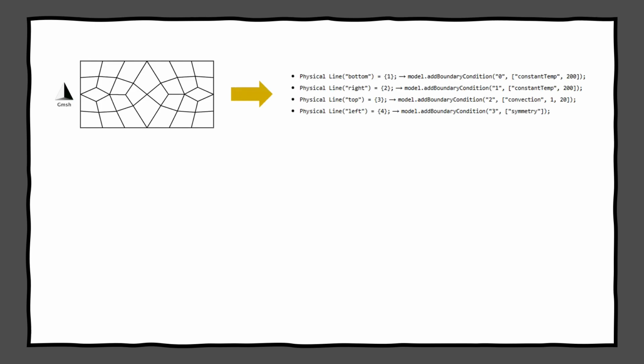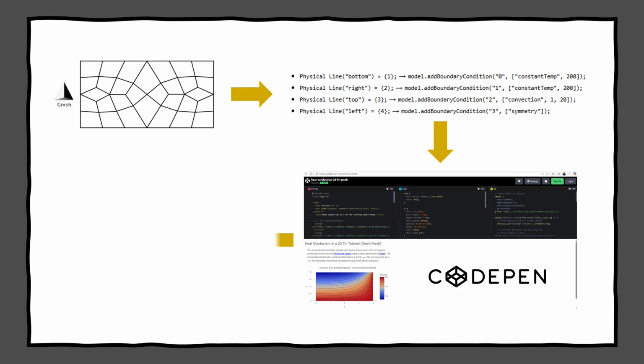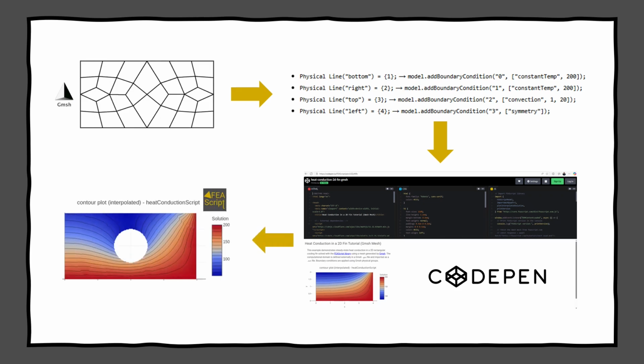In this video, we walked through a full FairScript simulation workflow, generating a mesh in GMesh, mapping physical groups correctly into FairScript, running everything directly in CodePen, and finally extending the model by introducing a circular void. All of this runs entirely in the browser.